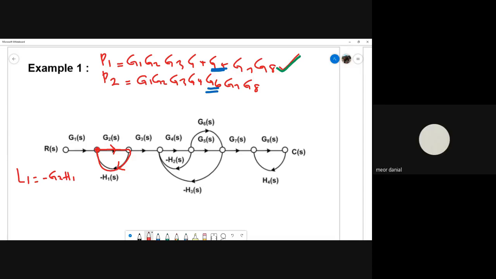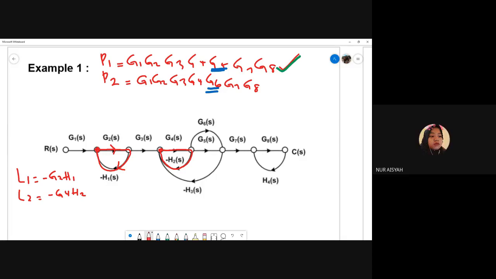Mana H2 lagi and loop? G4. G4 H2 negative. Okay, G4. Okay, meaning you start from this node, you follow the arrow, and then you can come back to your start node. Okay, so meaning your L2 equal to minus G4 H2. Ada lagi tak?